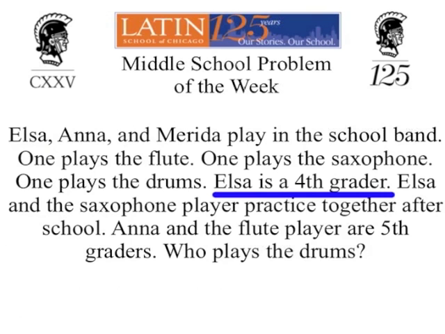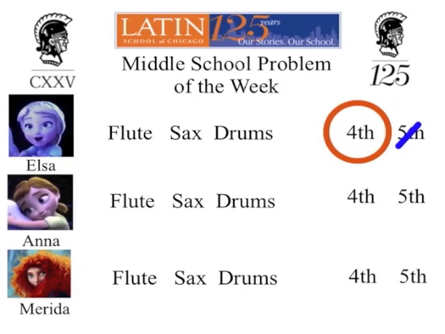Now we look at one of the clues. Elsa is a fourth grader. So we mark Elsa as a fourth grader, circling fourth for Elsa, crossing out fifth. She can't be a fifth grader if she's a fourth grader.